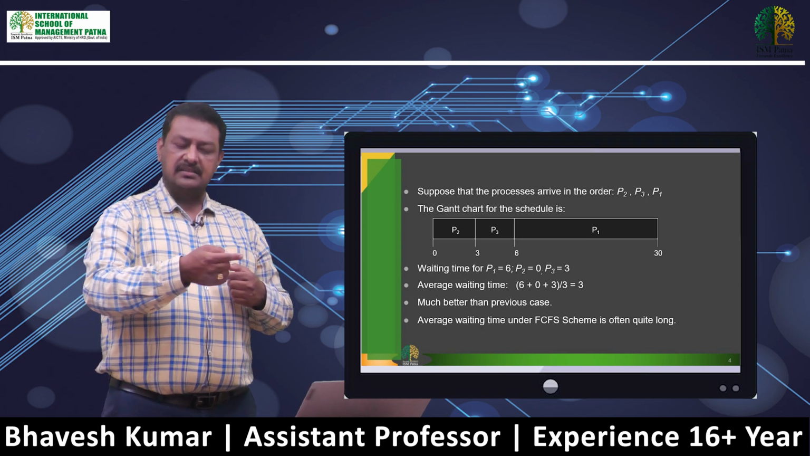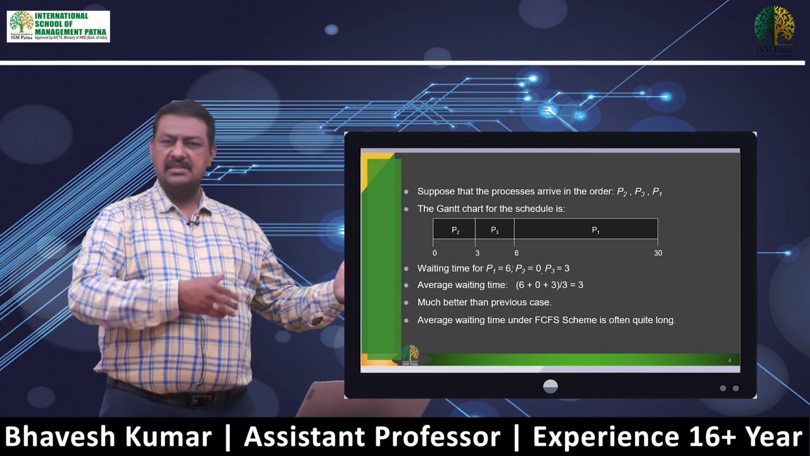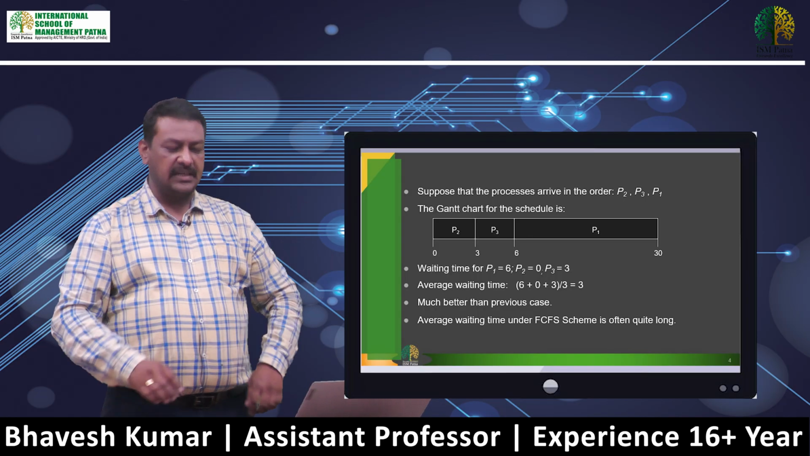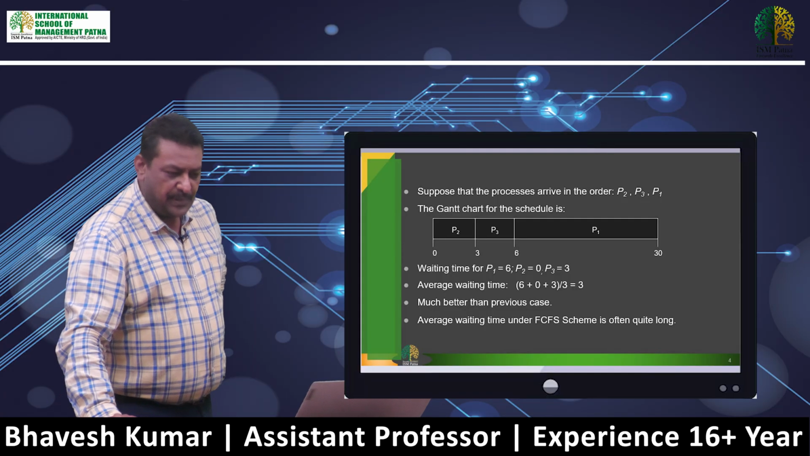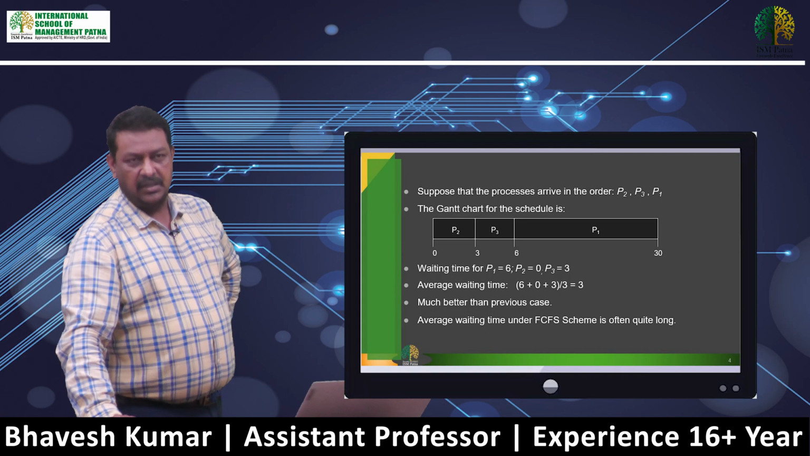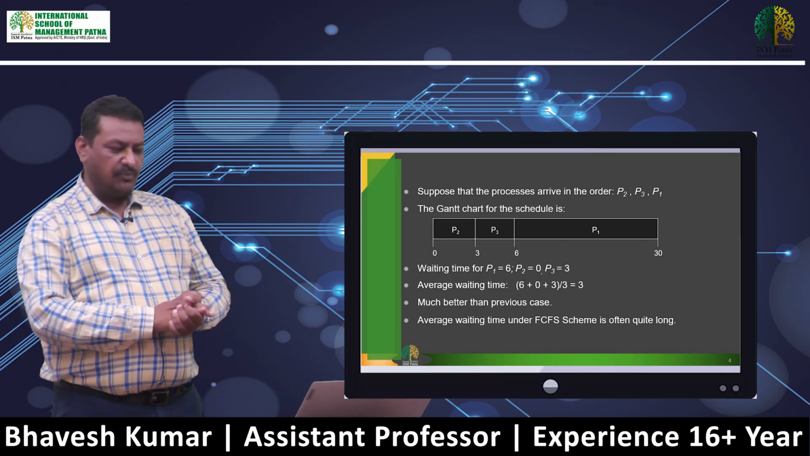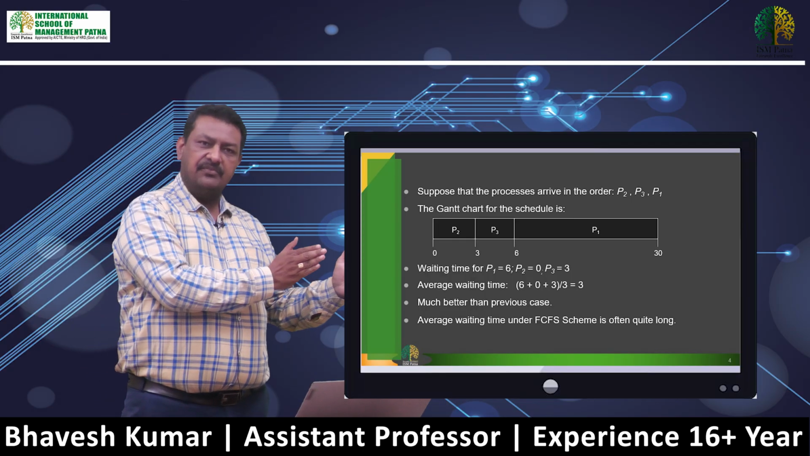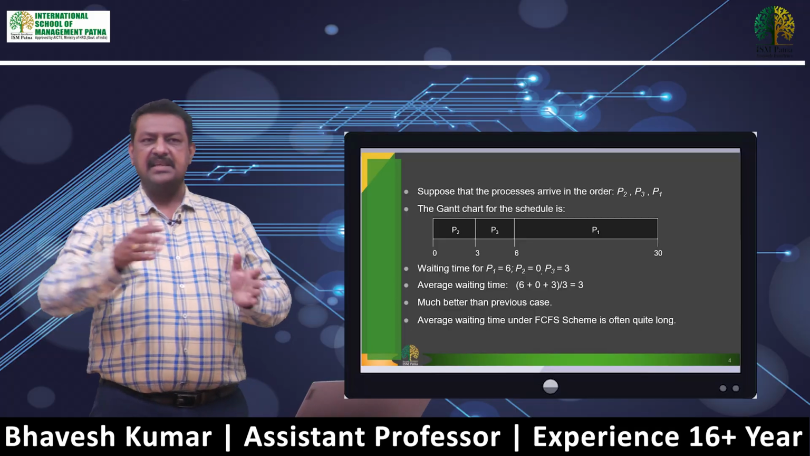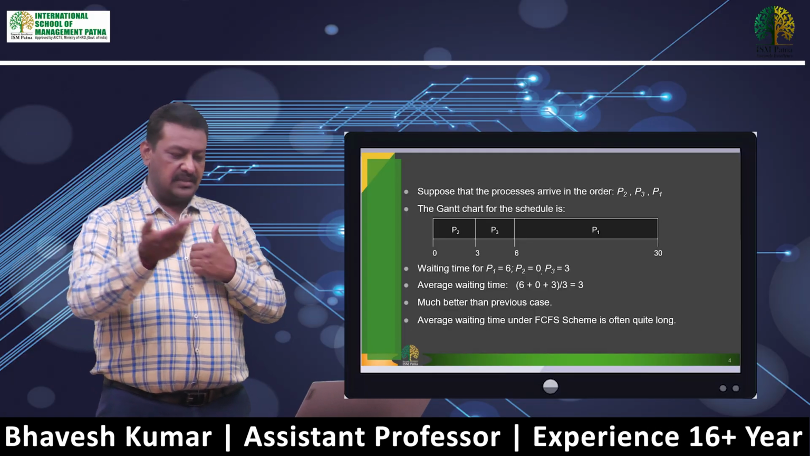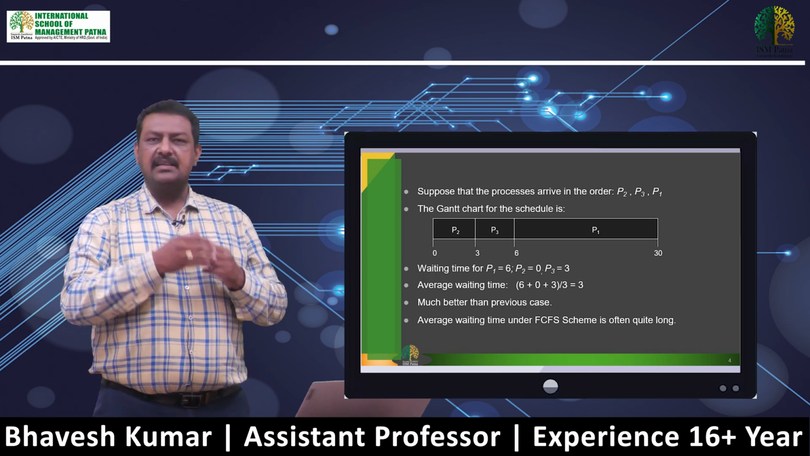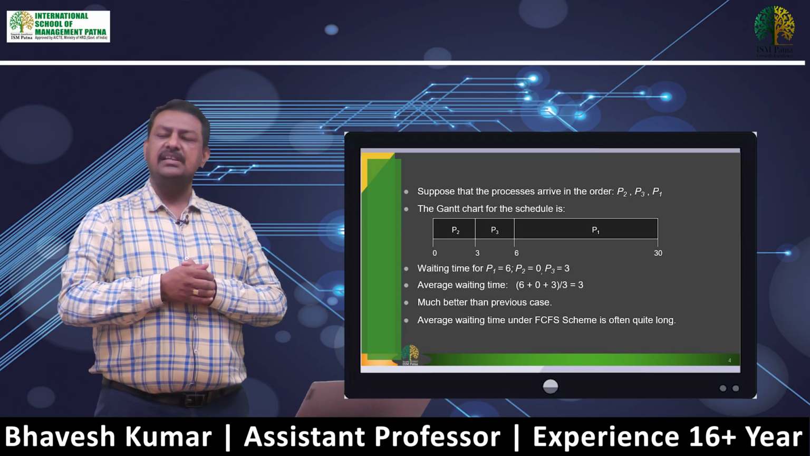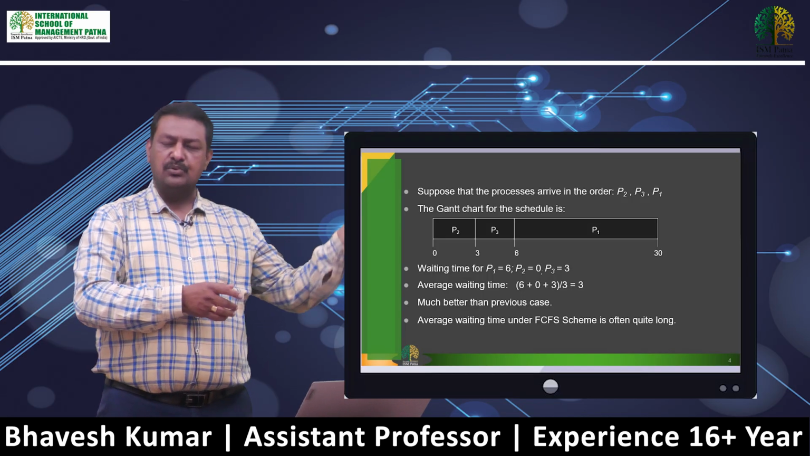Here I have just changed the sequence. Same processes, same burst time, but I have just changed the order in which they have arrived into the ready queue. So in this case, first P2 has arrived, then P3, and then P1. So basically what I have tried to show over here is the process having less burst time has arrived first, and the one which has the highest burst time has arrived last. Right. So in that case, it's common sense to understand that the processes will have to wait for less time. So in fact, the waiting time for each of the processes will be less as compared to the previous case.